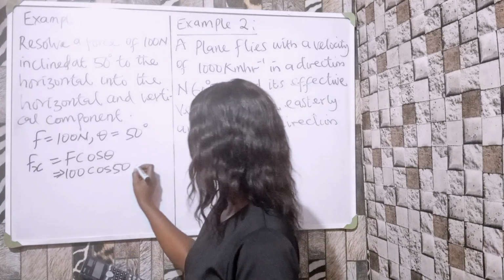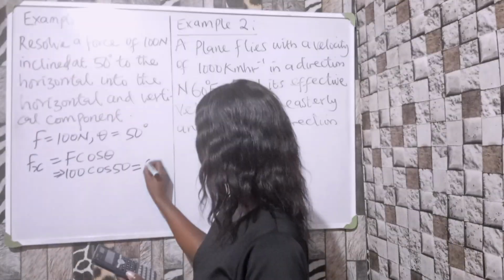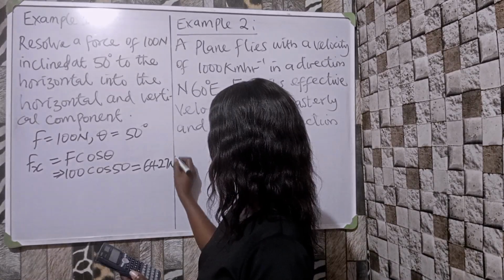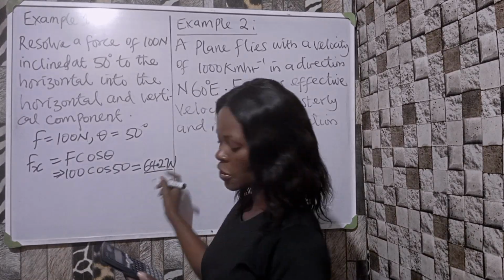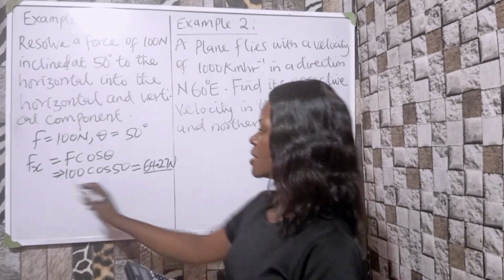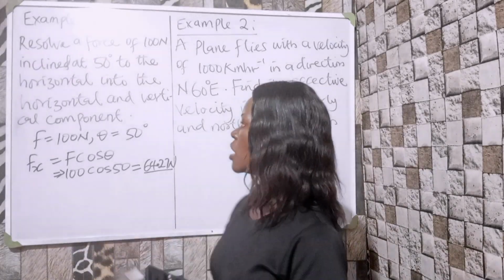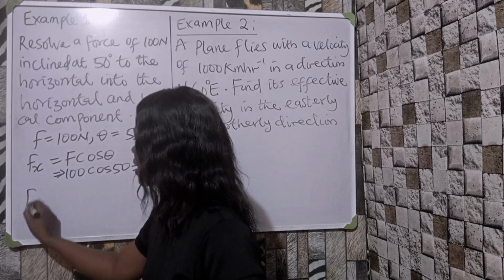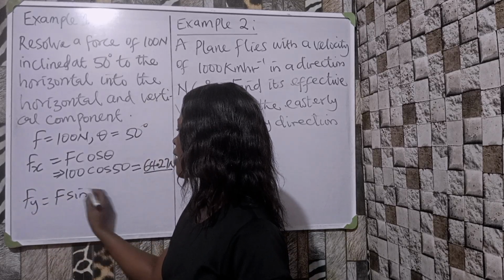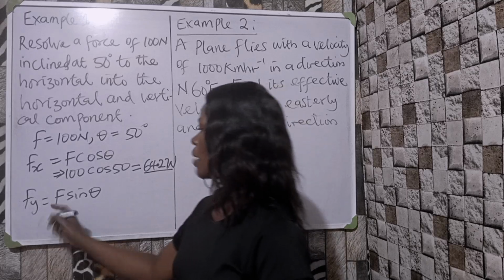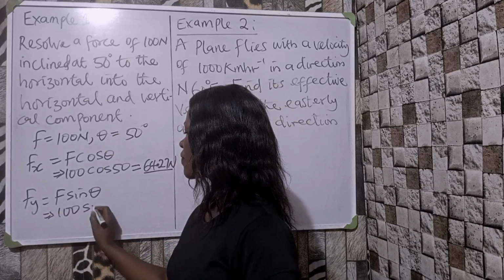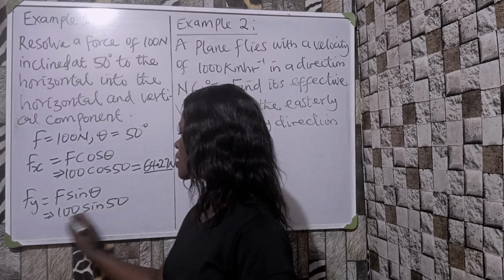So I'm going to have 64.27 newtons. That is the Fx. So let me look at the vertical component. That is Fy. So I have F sine theta. So I'm just simply going to input it by saying 100 sine 50.